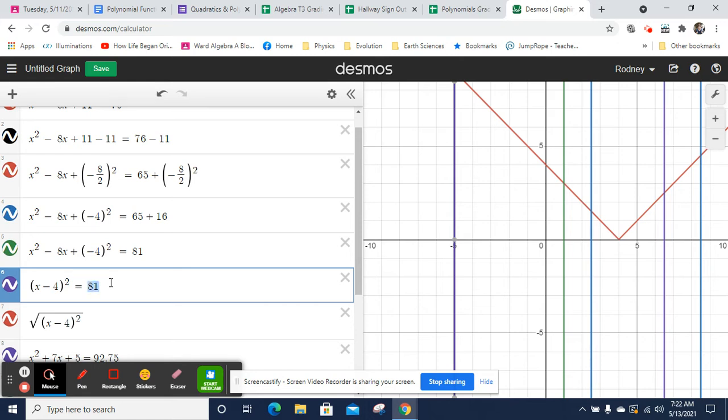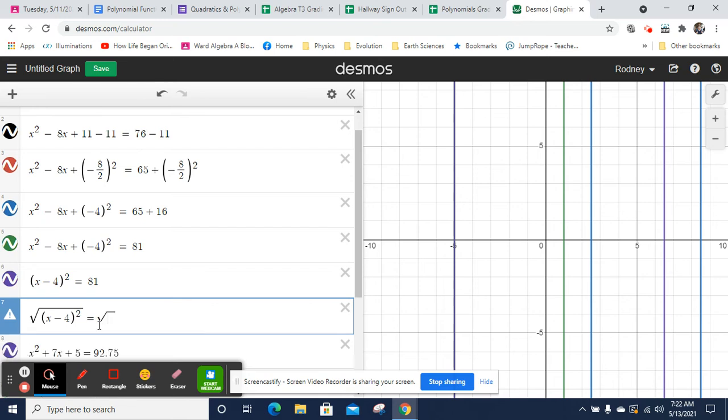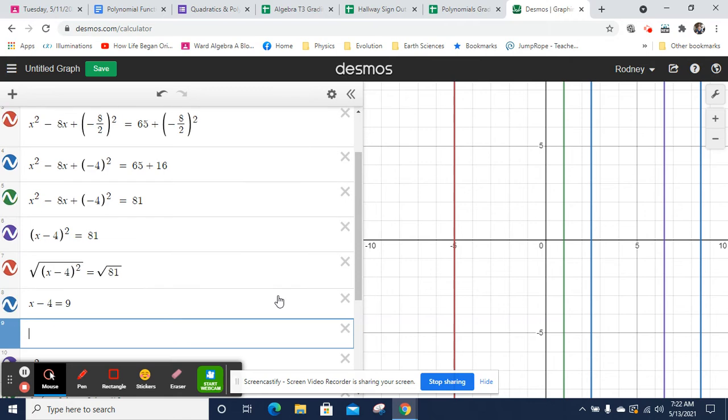And I'm going to get the square, make that equal the square root of 81. Okay, that is just x minus 4 because the square root of a square cancels out the square, and that's going to equal 9, but x minus 4 will also equal negative 9 because there's 2 square roots of 81. Then I'm just going to add 4 to both sides to get rid of the minus 4.